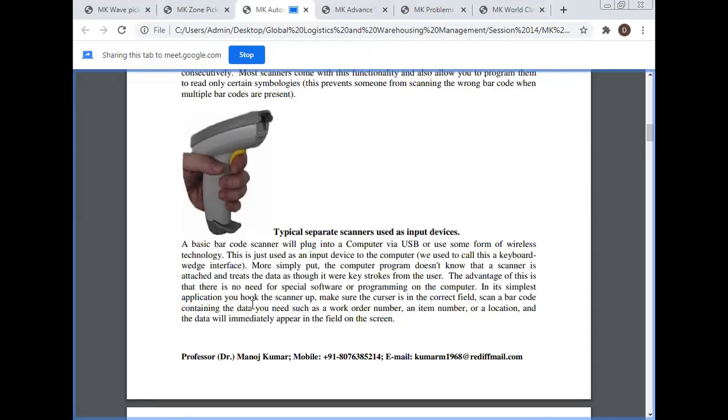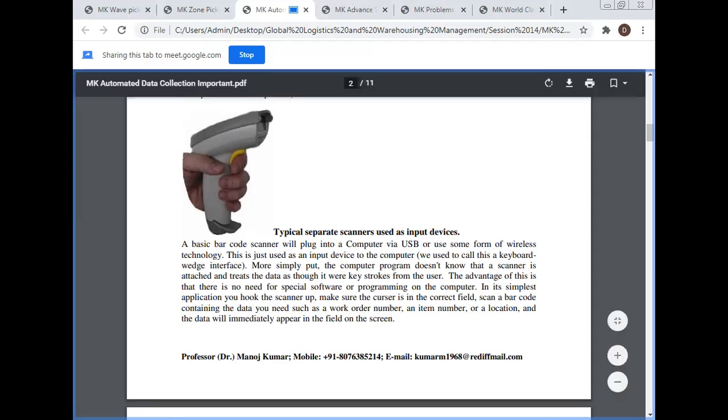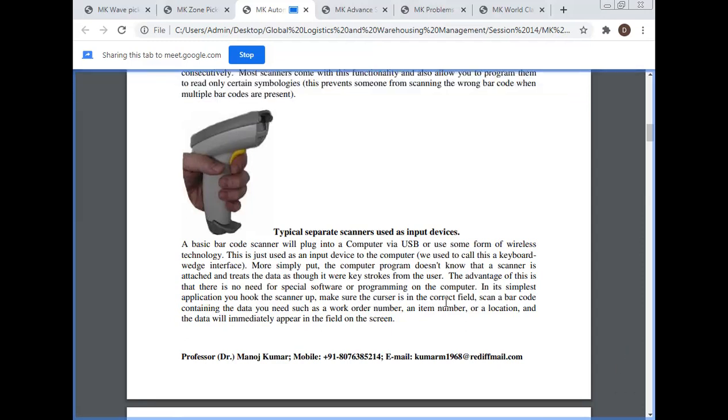More simply put, the computer program does not know what a scanner is and treats the data as though it were keystrokes from the user. The advantage of this is that there is no need for special software or programming on the computer. In its simplest application, you hook the scanner up, make sure the cursor is in the correct field, and scan the barcode containing the data you need, such as a work order number, an item number, or a location, and the data will immediately appear in the field on the screen.